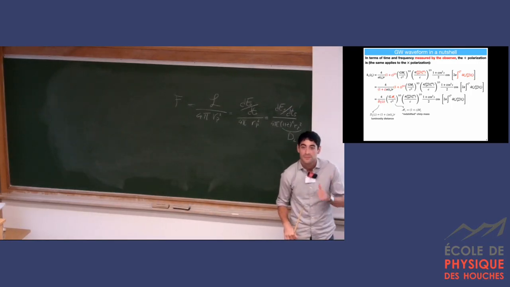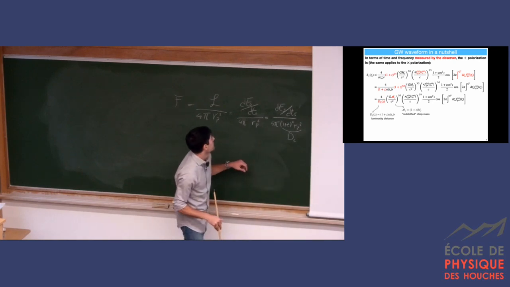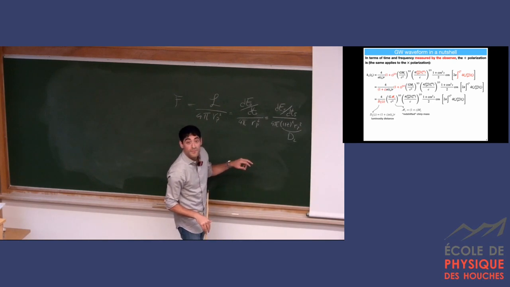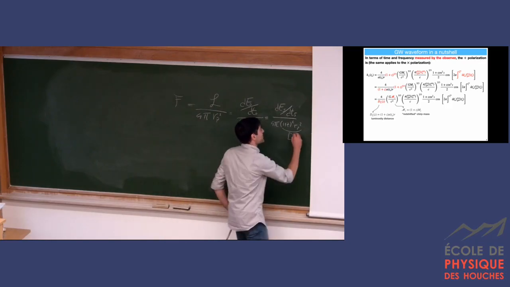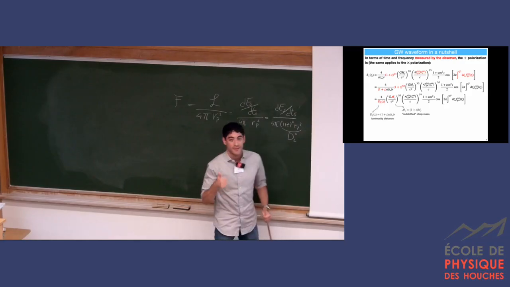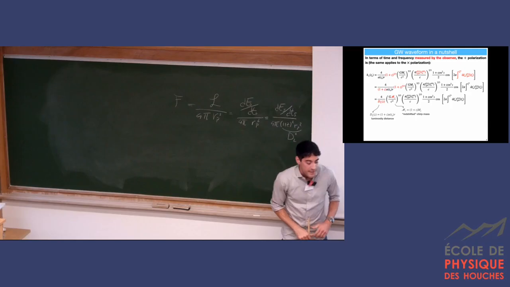There's a square missing, I think. Sorry? Square. Yeah, the DL has to be squared, right? Oh, yeah, sure. Yes. Thanks.